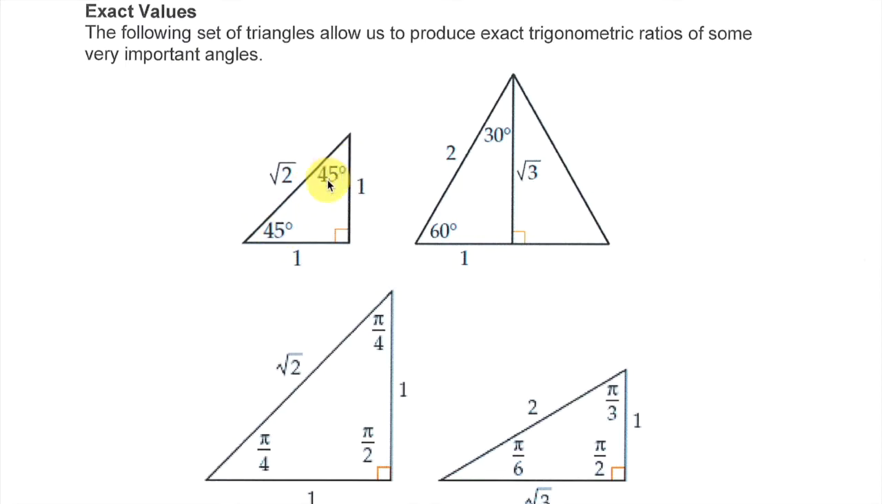With the two 45s, opposite those are going to be the same side length because they're the same angle. And in Pythagoras' theorem, this makes sense too. 1 squared plus 1 squared equals 2. We take the square root of that and that will give us the hypotenuse.